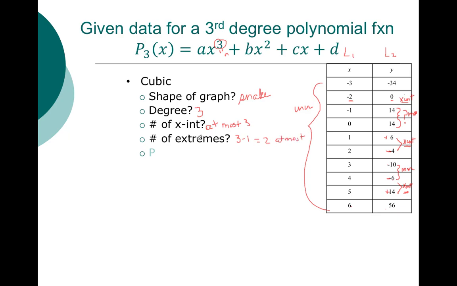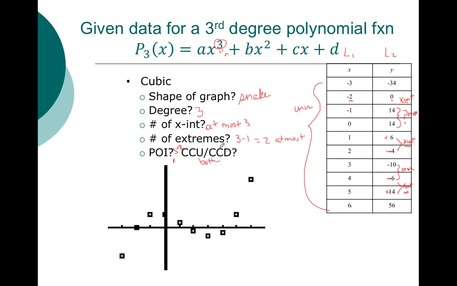Points of inflection. Every degree 3 has 3 minus 1. I'm sorry, 3 minus 2. So 1 point of inflection, and will both be concave up and concave down. Every cubic function. So there's my data.